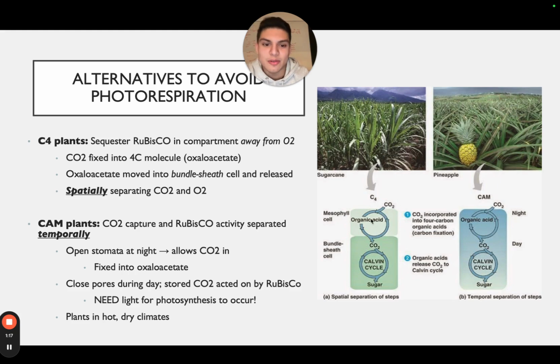And it's through this organic acid cycle, whatever. You don't need to know that. Just know that CO2 can enter a different compartment, O2 cannot. And this spatially separates CO2 and O2.